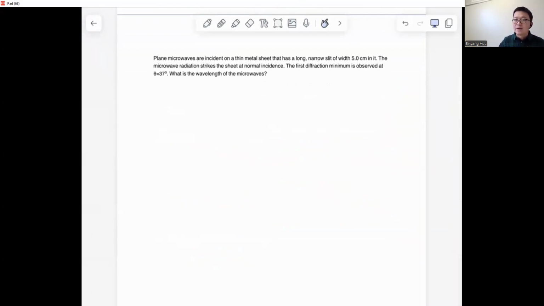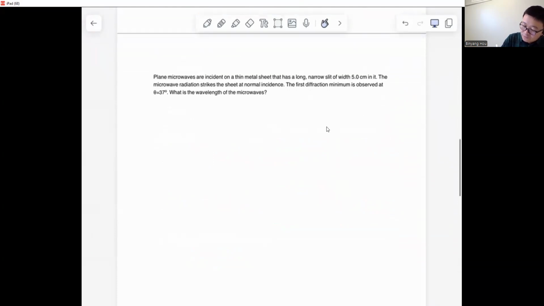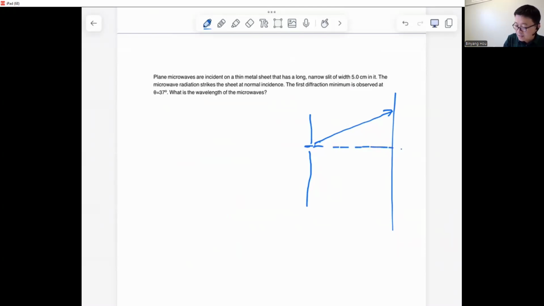So if you have interference and diffraction patterns form for light, then you also have a diffraction pattern form if you use microwaves. Okay, so one single slit there and then a screen down there. So in this case, it says the first diffraction minimum is observed at theta equal to 37 degrees. Okay, now 37 degrees is not a very small angle.